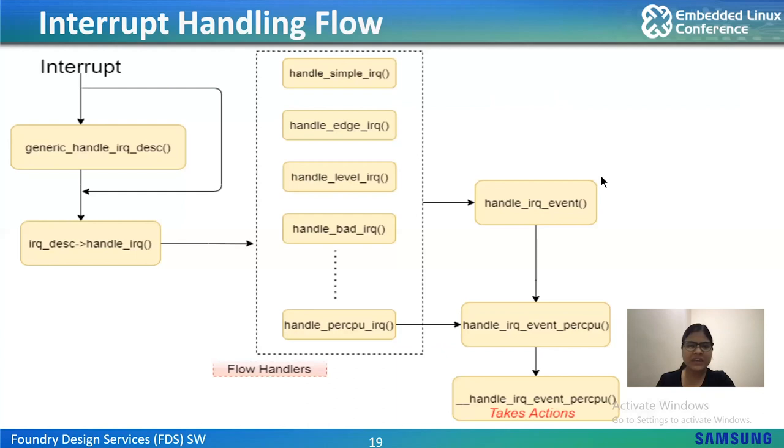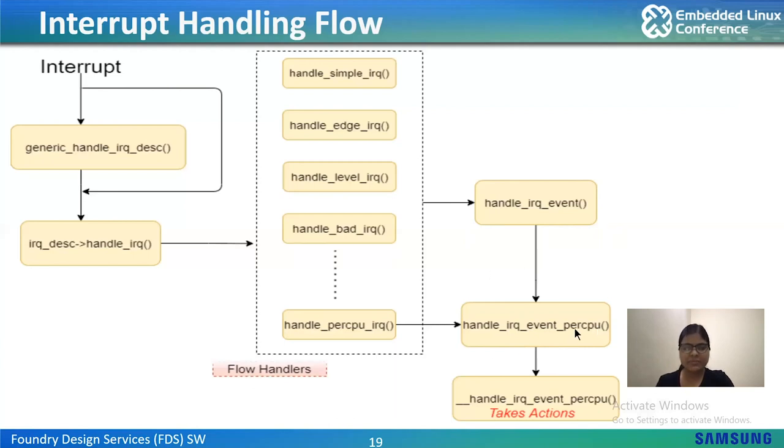Afterward, the handle IRQ event function is called, which sets the IRQ state as in progress and acquires the IRQ descriptor lock, and then calls the handle IRQ event per CPU function. We will be looking at this handle IRQ event function in the coming slide. But if we choose handle per CPU IRQ as a flow handler, then the number of IRQs handled by the CPU is incremented, and we can directly jump to the handle IRQ event per CPU function. That is, instead of calling handle IRQ event and then handle IRQ event per CPU, this handle IRQ event per CPU function is directly called.